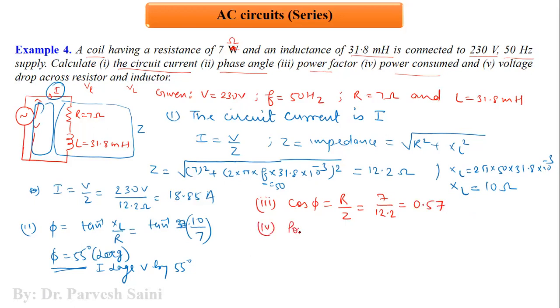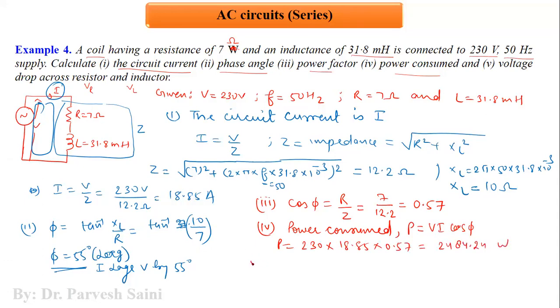Then we have to find out the power consumed. The power consumed is the power absorbed by the circuit, which is VI cos phi. So P is equal to 230 into, no, I is 18.85, and then we have 0.57. So it is almost 2484.24 watts.